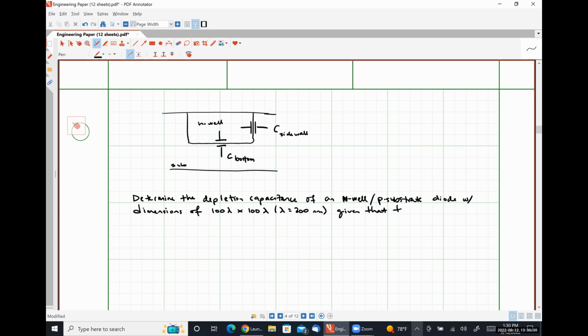Given that, the substrate doping is 10 to the 16 dopants per centimeter cubed. And the well doping is 10 to the 17 per centimeter cubed.